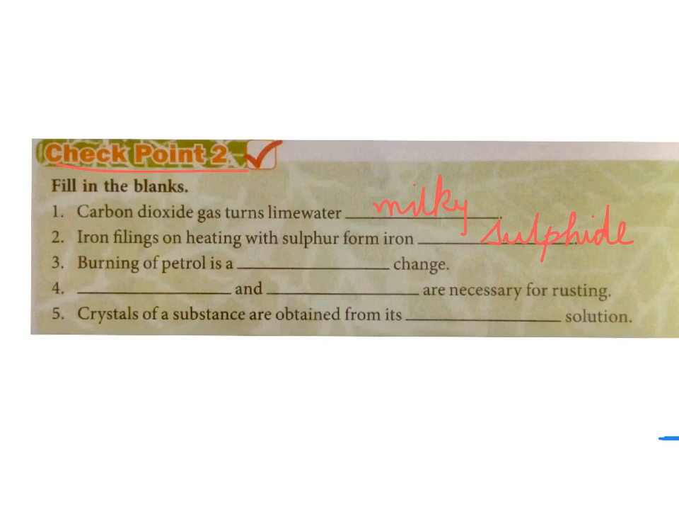Next question. Burning of petrol is a dash change. I hope you all know what type of change it is. Yes, you are correct. It is a chemical change. Next question. Dash and dash are necessary for rusting. I hope you all can answer this question. And the answer is air and moisture are necessary for rusting. Fifth, crystals of a substance are obtained from its dash solution. We have just discussed this and the answer will be supersaturated solution.